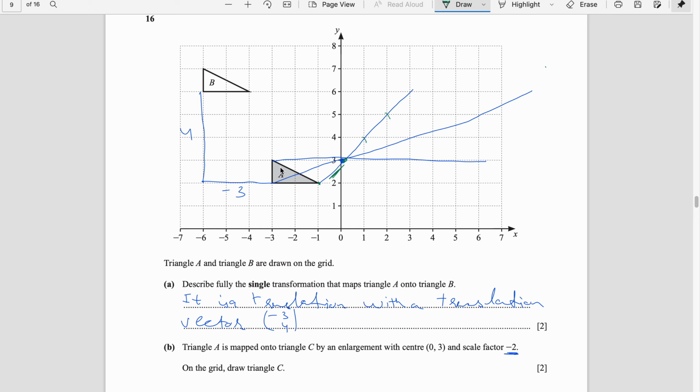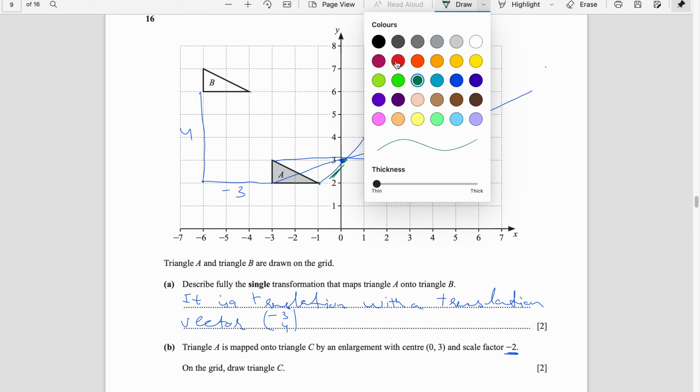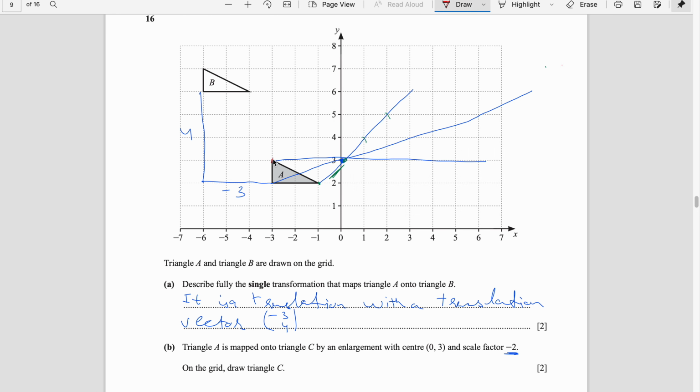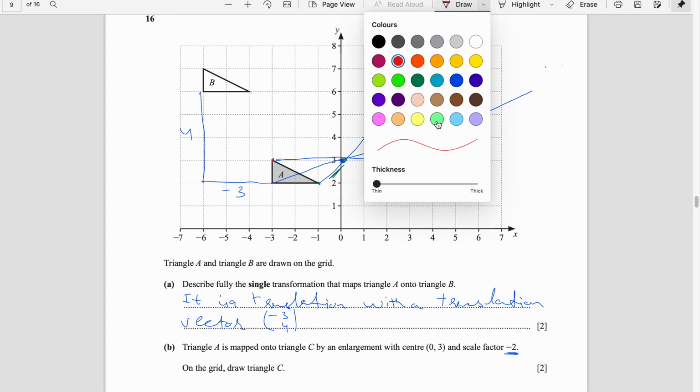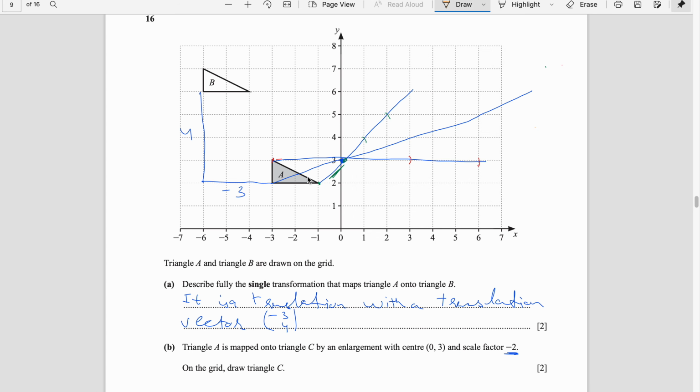1, 2. For this, let me change colors. This is 3 boxes, so 1 and 2. So this is 3 boxes, 1 and 2. So finally, you get your answer. These are the coordinates, and label it C.